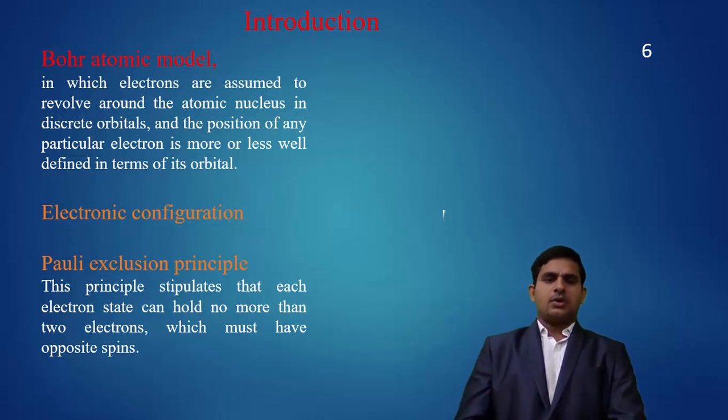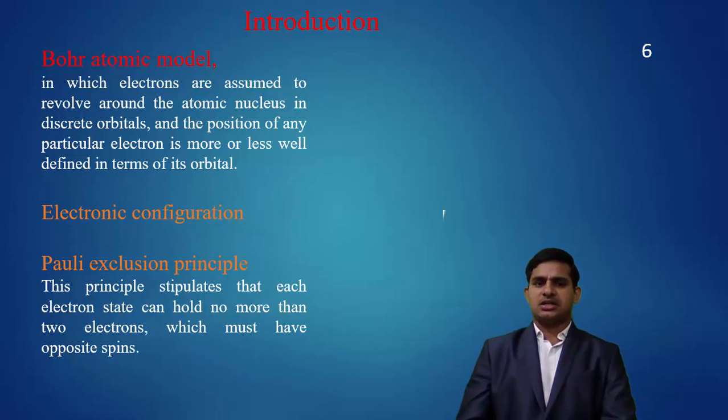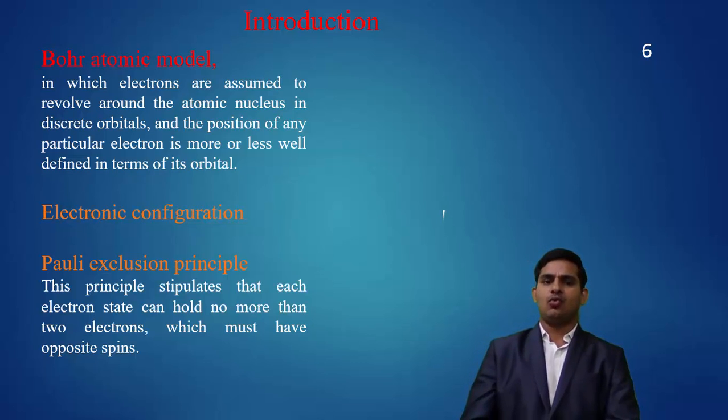You already know about Pauli's exclusion principle, which states that each electron state can hold no more than 2 electrons, which must have opposite spins.